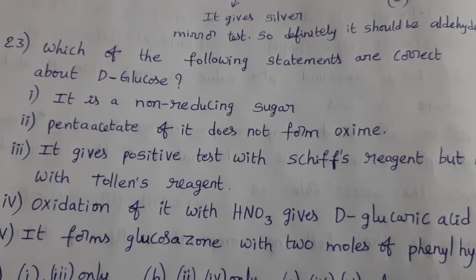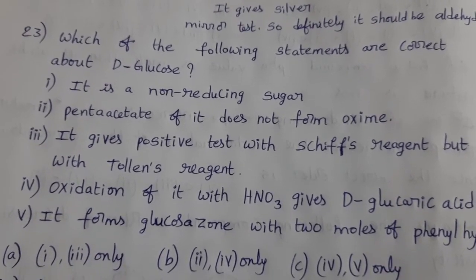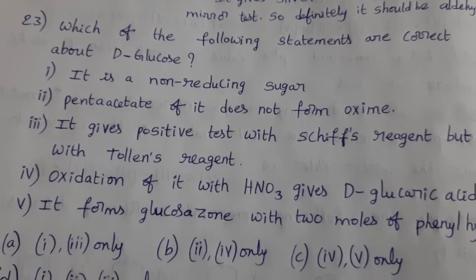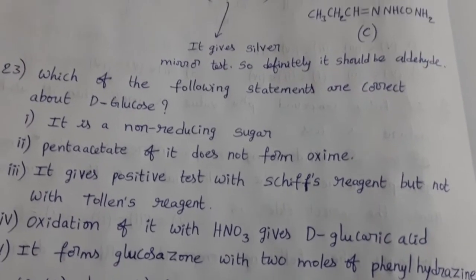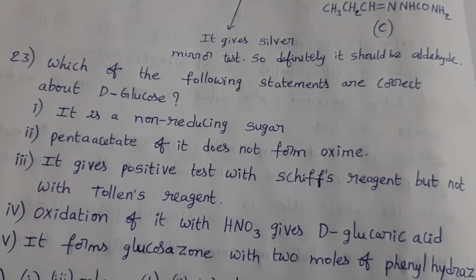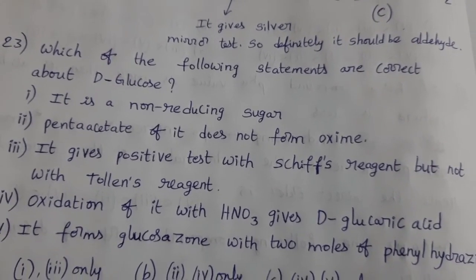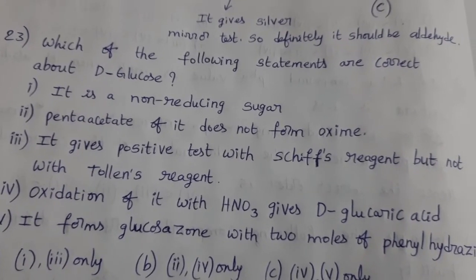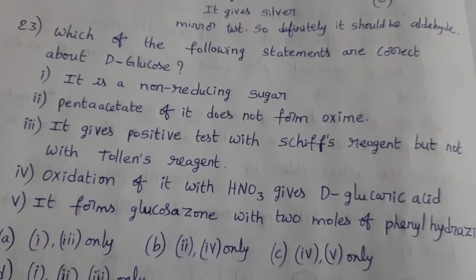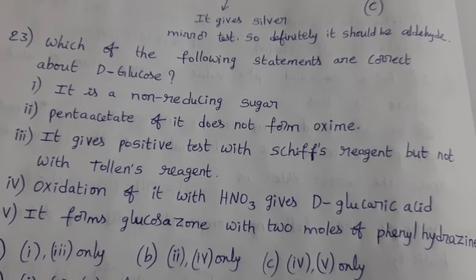Pentaacetate of it does not form oxime. That means pentaacetate of glucose does not form oxime. That is correct. It gives positive test with Schiff's reagent but not with the Tollens reagent. This is wrong. Glucose gives positive test with both Schiff's reagent and Tollens reagent. Statement 3 is incorrect.